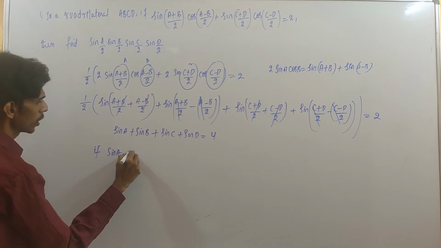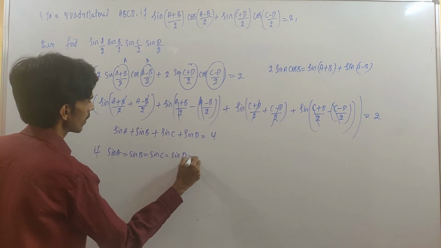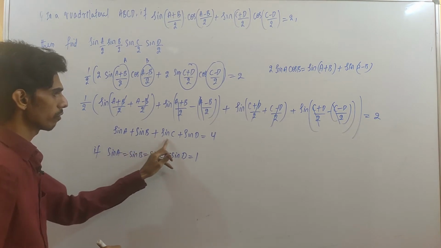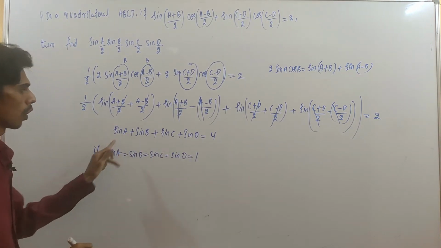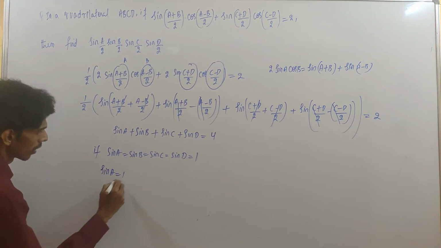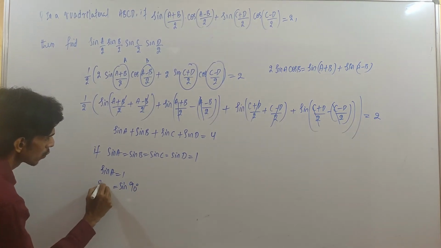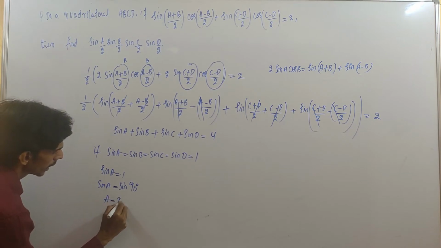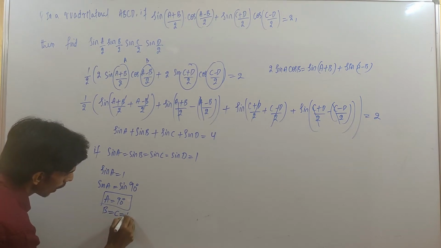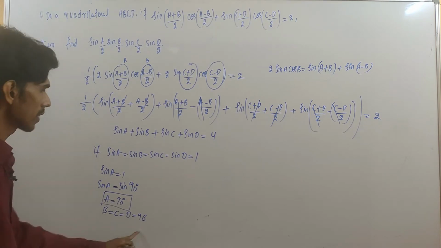If sin a is equal to sin b is equal to sin c is equal to sin d, the value is 1. If all these values are 1, substitute here, it will become 1 plus 1, 1 plus 1, it will become 4. So all these values are 1. So sin a value is 1. That implies sin 90. Sin 90 degree is 1. So a value will be 90 degree. Similarly, b value, c value and d value all are 90 degree.